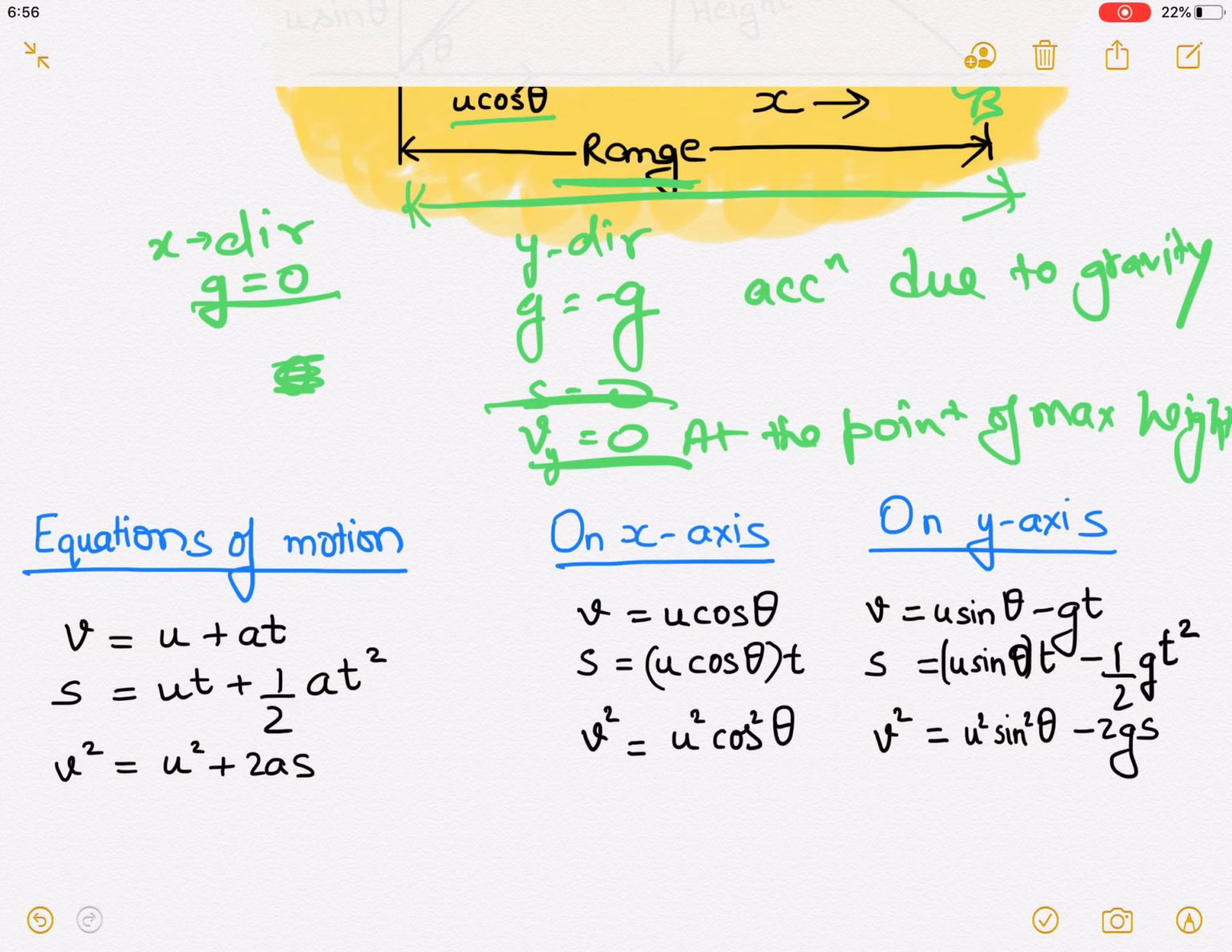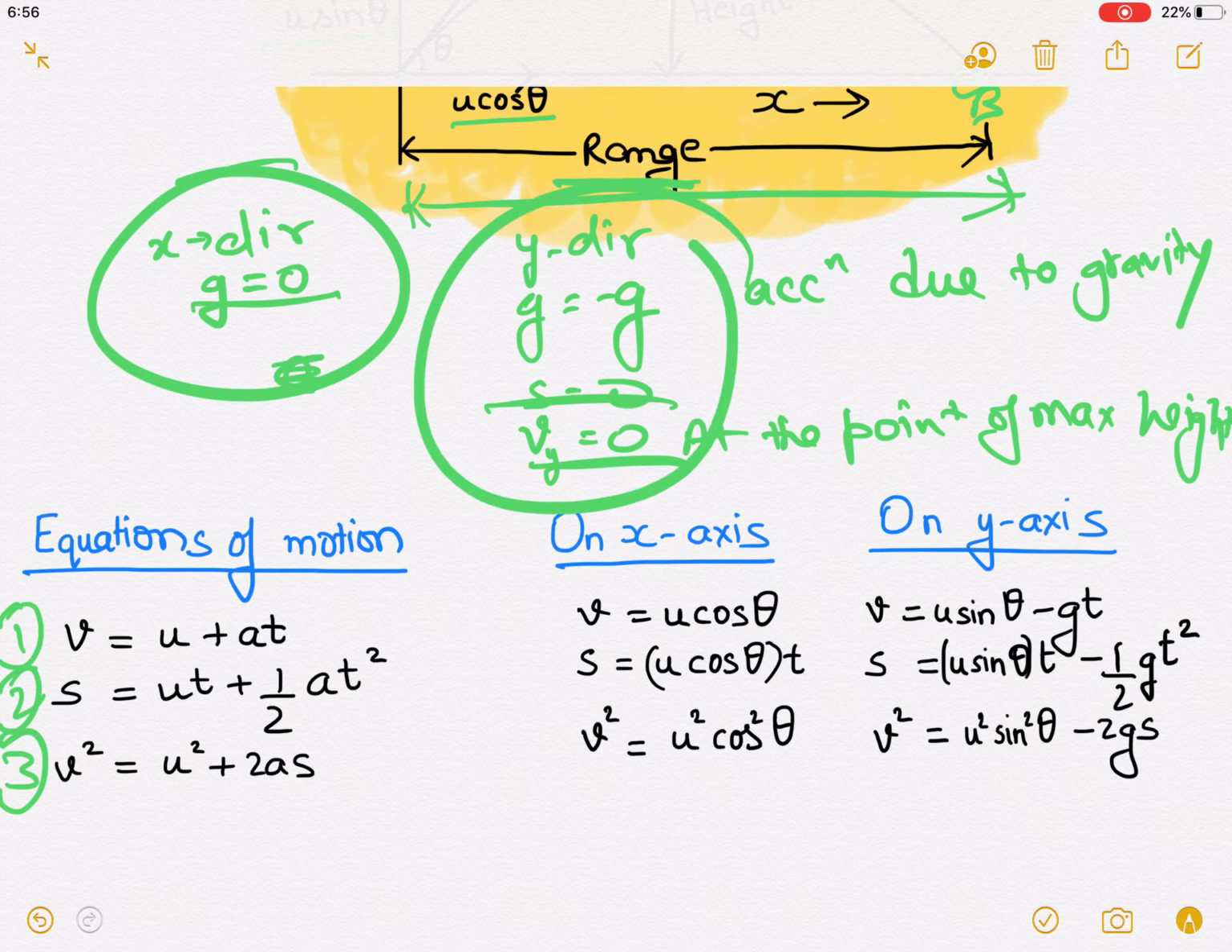Now we write the equations of motion: these are our first, second and third equations of motion, on the x-axis and on the y-axis. So v equals u plus at becomes v equals u cos theta in the x direction, because u cos theta is the initial velocity in the x direction and u sin theta is the initial velocity in the y direction. Here the value of a, or g, will become 0 in the x direction, and in the y direction it will be minus g.